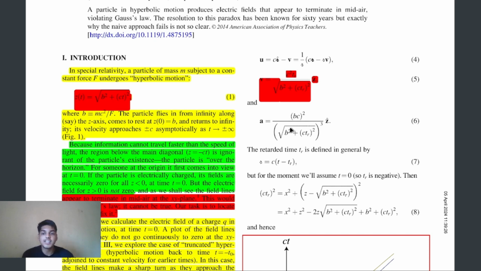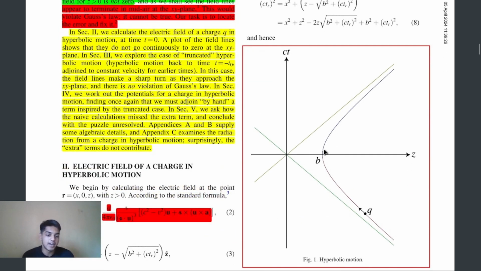As we know, in special relativity, a particle of mass m, if subject to a constant force F, undergoes hyperbolic motion. We would be taking the equation z squared equals b squared plus (ct) squared, where b equals mc squared by F, and F is a constant force. At time t equals 0, the particle would be at z equals b, and it would be going towards t equals plus or minus infinity, achieving the speed of light.